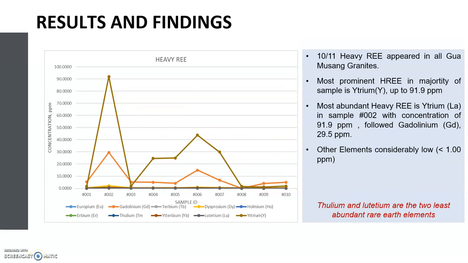For heavy REE, the most abundant elements within all samples are yttrium and gadolinium, ranging from 1 ppm to 92 ppm for yttrium and 0.04 ppm to 30 ppm for gadolinium. Other samples, however, show a similar REE distribution and are considerably below 1 ppm. So based on this figure, thulium and lutetium show the lowest distribution readings as they are the two least abundant REE elements.